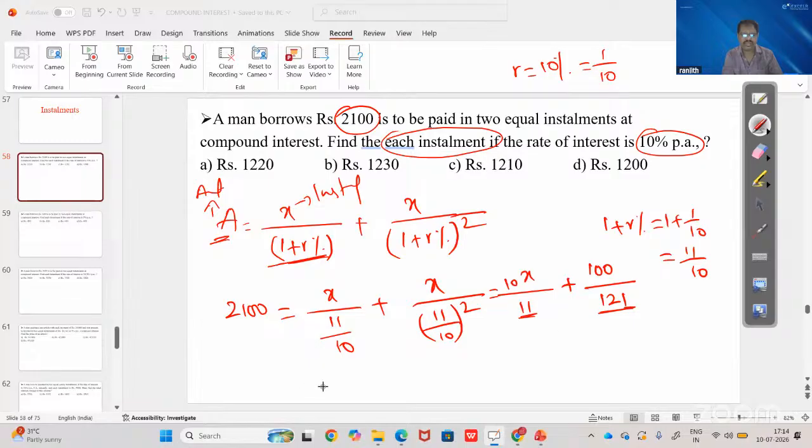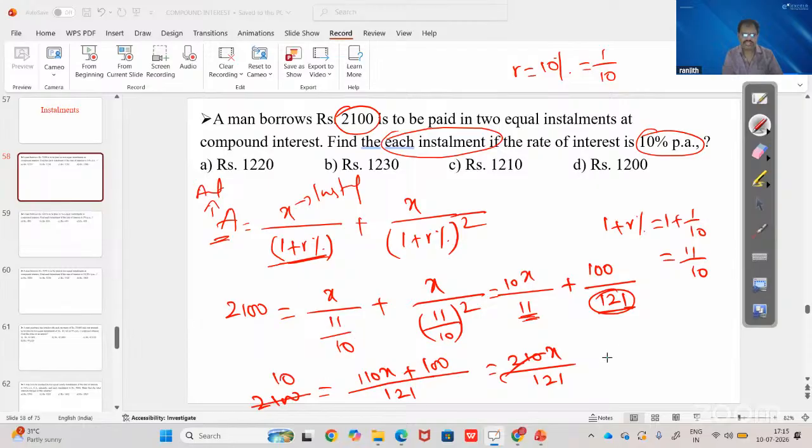LCM of 11 and 121 will be equal to 121. In 11 table 121, we get 11 times, so in the numerator we need to multiply by 11. 11 into 10 equal to 110, so 110x, plus 100x, gives 210x divided by 121, equal to 2100. So 10 times x equal to 1210. Each installment will be equal to 1210.